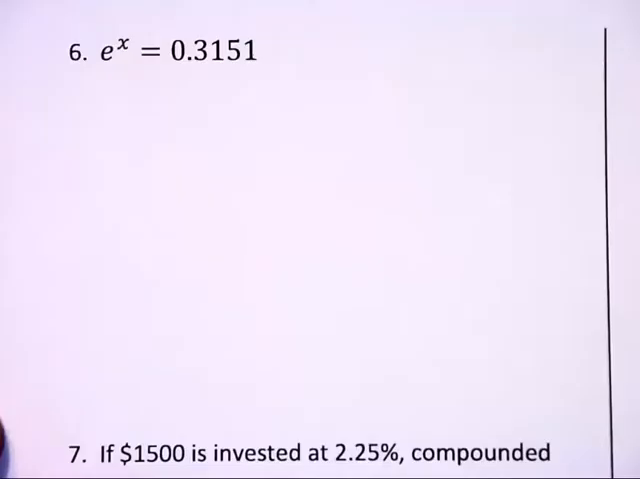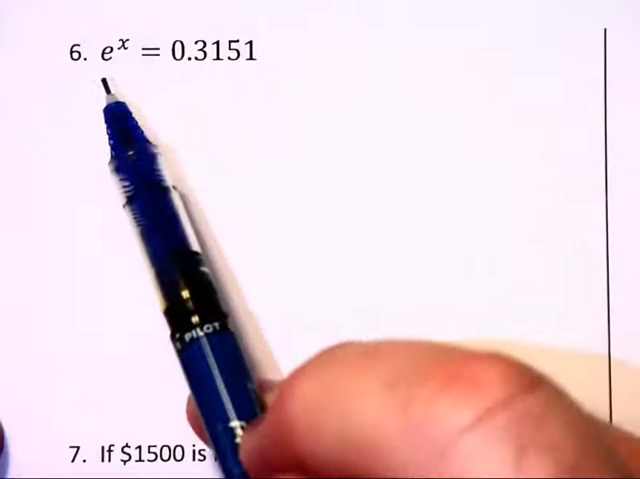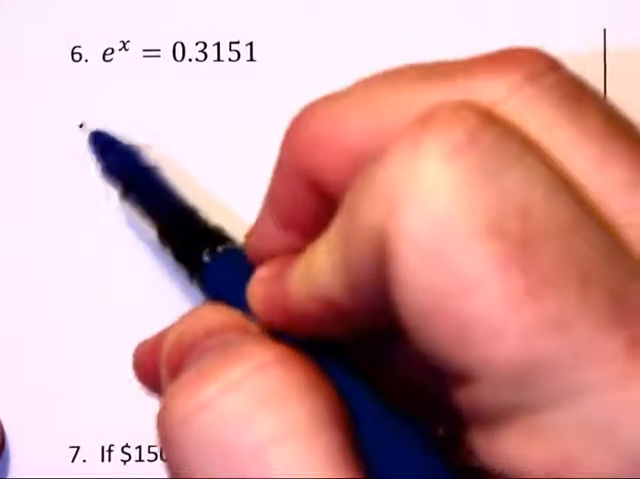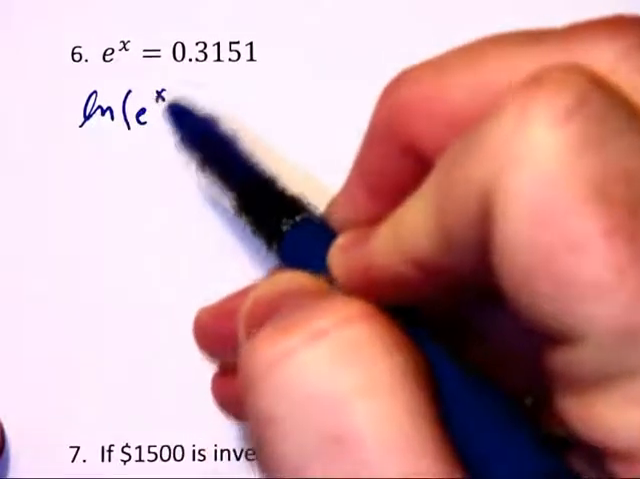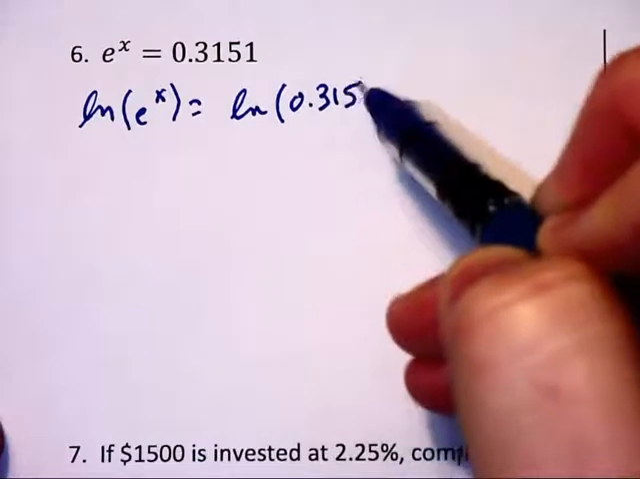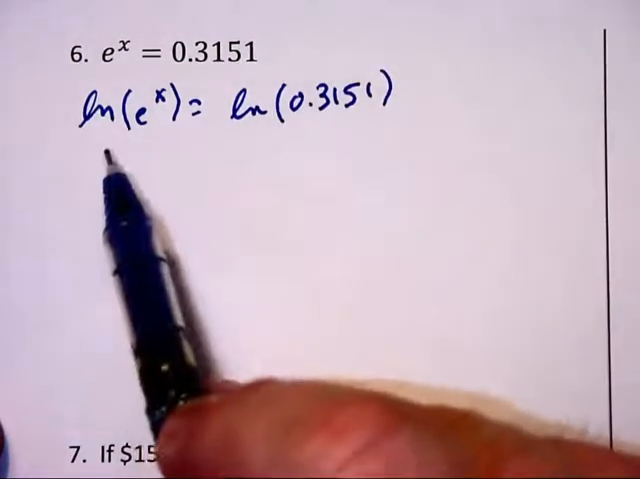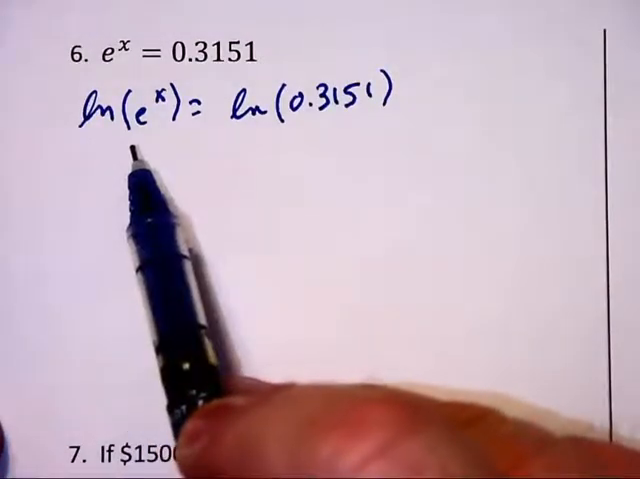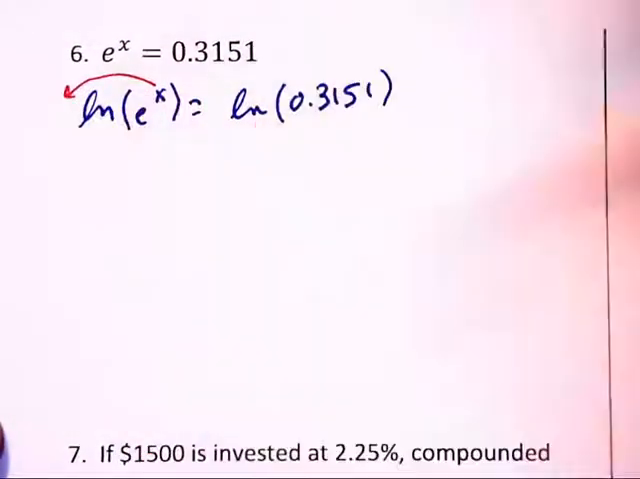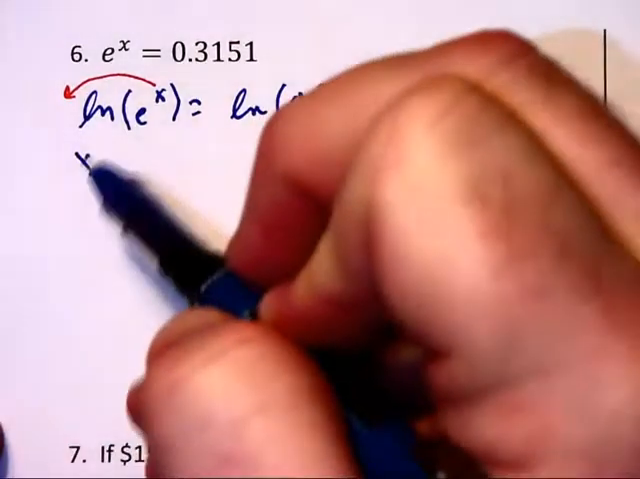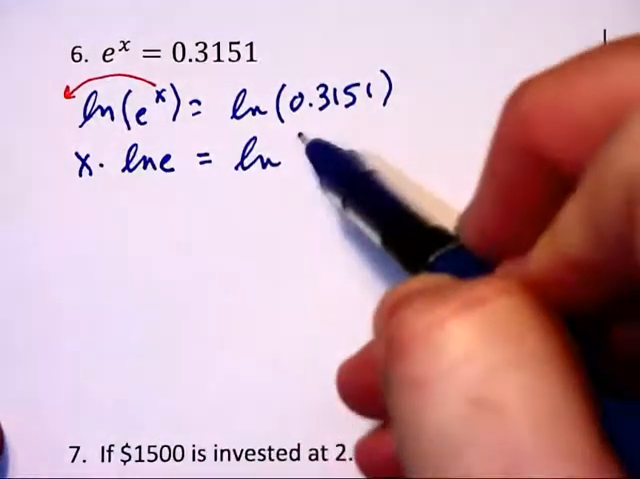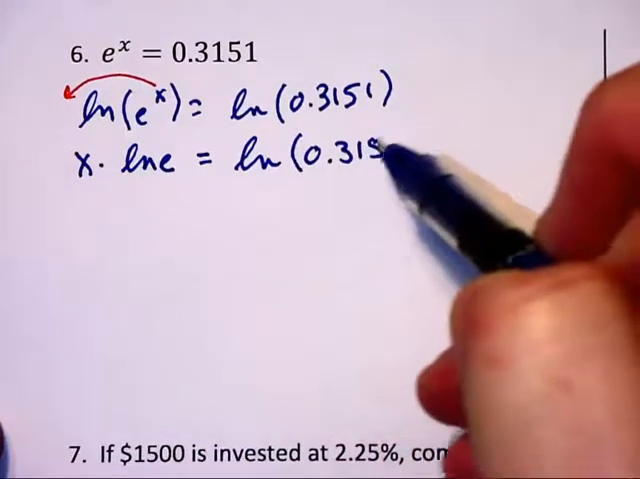2.15066. This time our exponential equation has e to the x in it, so rather than taking the common log, I'm going to take the natural log of each side. So I'm going to have the natural log of 0.3151. I could take the common log, but it's much more convenient to use the natural log this time. When I bring out this power of x, I'm going to have x times the natural log of e is equal to the natural log of 0.3151.